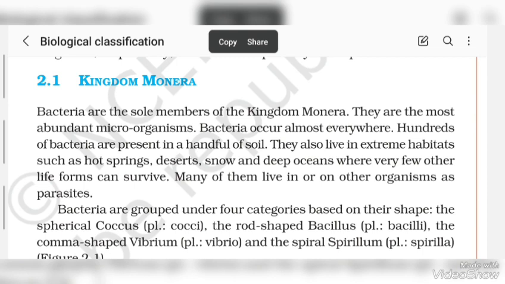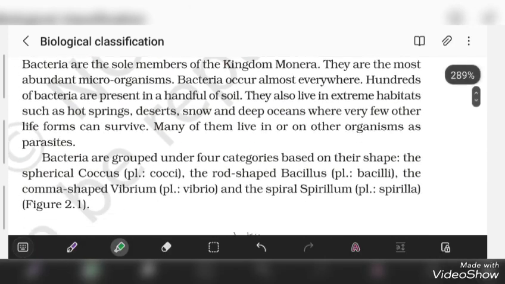Kingdom Monera. Bacteria are the sole members of Kingdom Monera. They are the most abundant microorganisms. Bacteria occur almost everywhere. Hundreds of bacteria are present in a handful of soil. They also live in extreme habitats such as hot springs, deserts, snow, and deep oceans where very few other life forms can survive. Many of them live in or on other organisms as parasites.